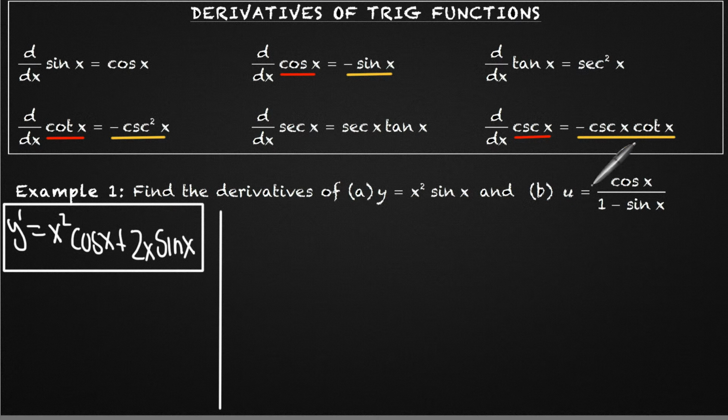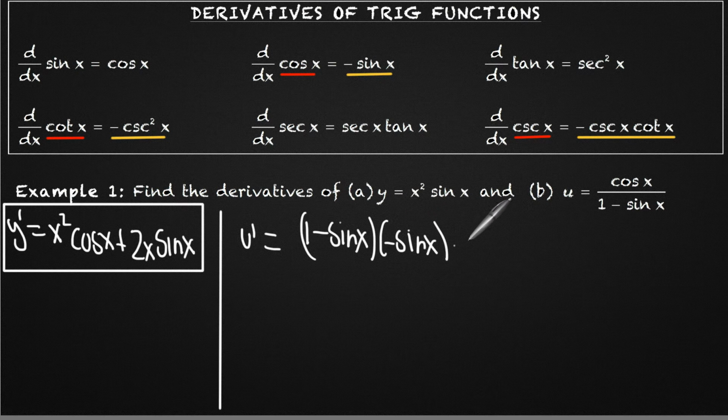Now the second one is going to require us to use the quotient rule. So let's go ahead and see if we can use the quotient rule. So we're going to start with taking the bottom function. So we'll call this u prime. It's equal to the bottom function, which is 1 minus sine of x, times the derivative of the top, or the derivative of cosine, according to the table, is negative sine of x, minus the top function, which is cosine of x, times the derivative of the bottom.